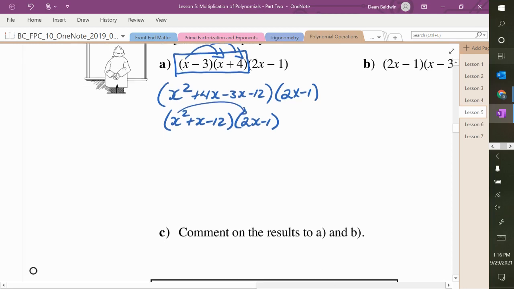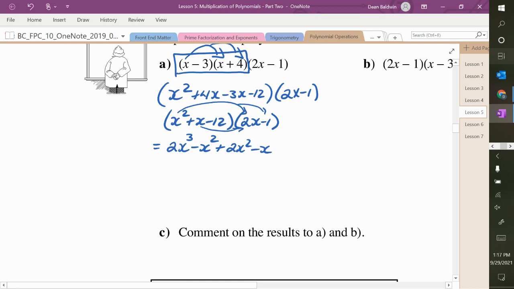x squared times 2x, 2x cubed. Add the exponents. x squared times negative 1, negative x squared. And then x times 2x, 2x squared. x times negative 1 is negative x.